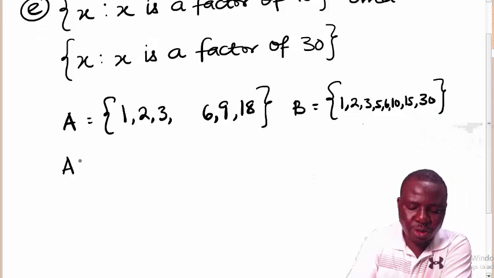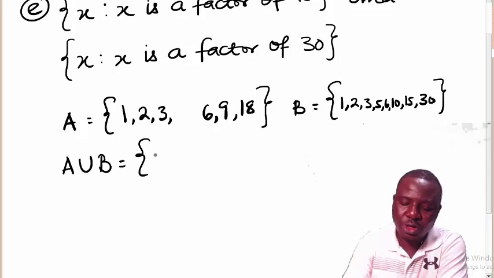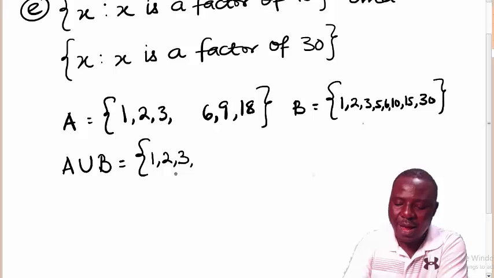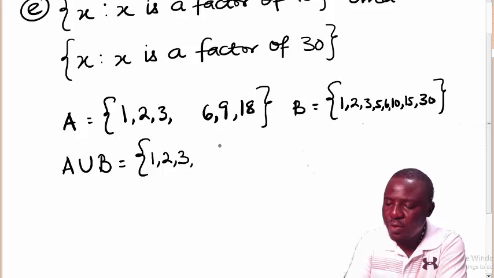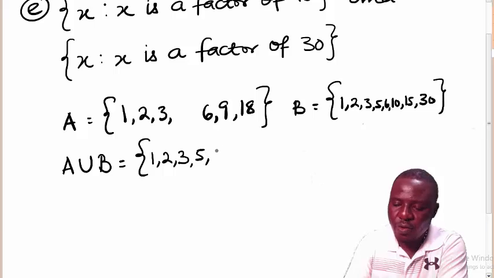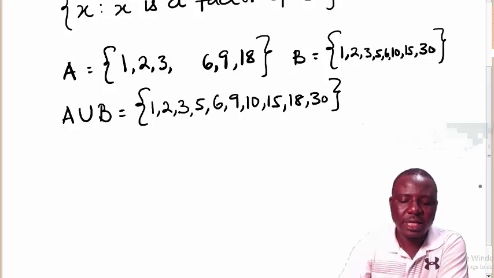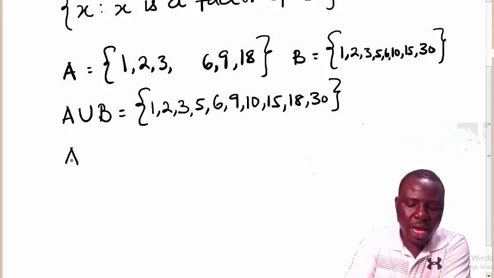We have A union B, meaning all in A plus all in B without repetition. So we have 1, 2, 3. I'm writing them now in ascending order. We have 5, we have 6. No 7. No 8. We have 9, 10, 15, 18, and 30. So these are said to be the elements in the union of A and B.